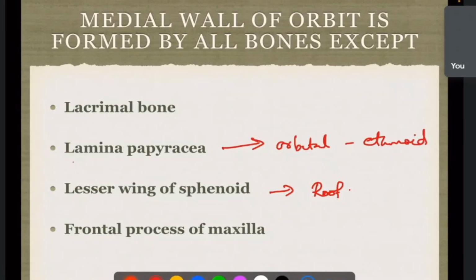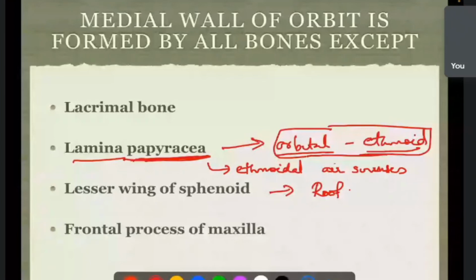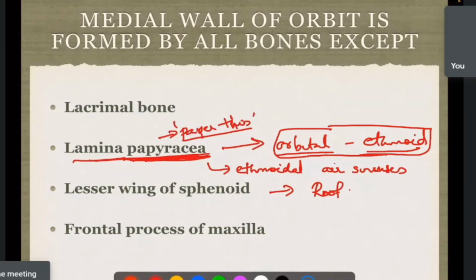What is the reason for that? What is the word meaning of lamina papyracea? Papyracea means paper thin. So it is a very thin plate of bone, forming part of the medial wall of orbit and separating the orbit from the ethmoidal air sinuses. So an infection can easily spread from the ethmoidal air sinus to the orbit, or from the orbit to the ethmoidal air sinus, in both directions, because the orbital lamina of ethmoid bone is very thin. So it is called lamina papyracea. Paper thin is the meaning of papyracea.